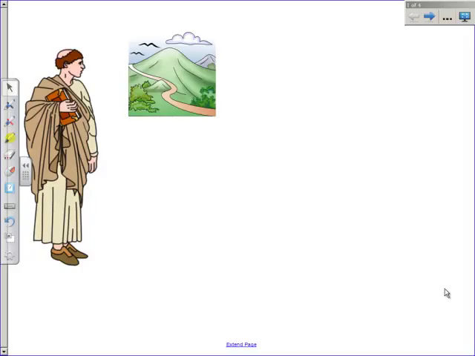Well, hi everybody. We're going to start off today's lesson with a story. And this story is about a monk. And this monk is going to take off on a journey at dawn. And he's going to climb a mountain. He's going to follow a path and climb a mountain. And he's going to get to the top of the mountain at dusk.